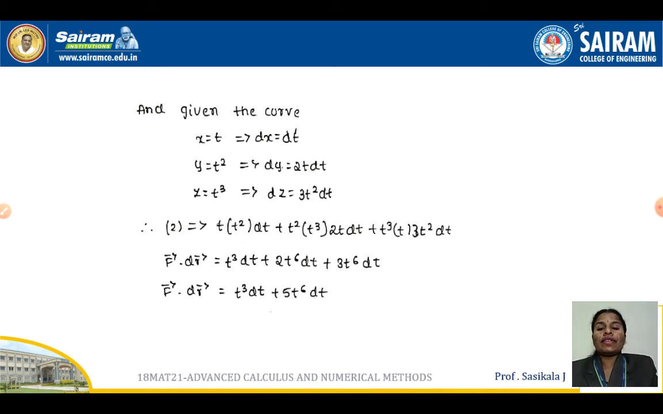Okay, so what is that derivative? You can find the differentiation. dx is dt, dy is 2t into dt, dz is 3t squared into dt. Okay, substitute all x, y, z, dx, dy, dz also. What will happen? F vector dot dr vector will give t cube dt plus 2t power 6 into dt plus 3t power 6 into dt. What is that? t cube plus, you can write this as 5t power 6, with dt common.